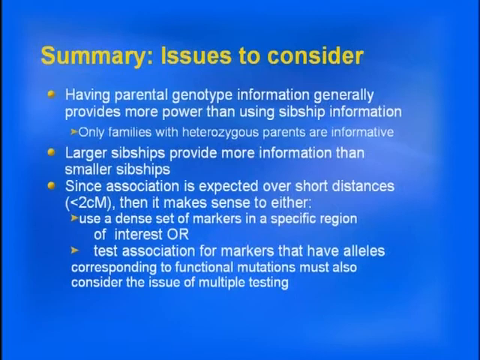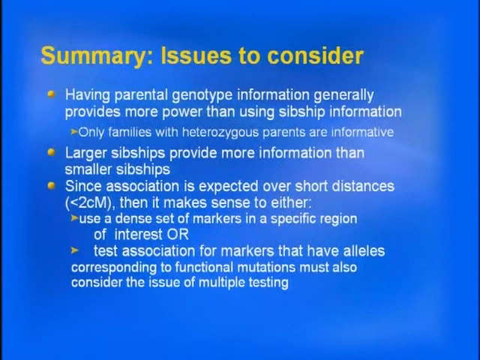So just some issues to think about if you're going to consider doing the TDT: when you have trios with both parents available, those generally are the most informative and the most powerful, but only when your markers are polymorphic. Or if you're using something that's biallelic, you need to consider the allele frequencies, because only those parents who are heterozygous actually contribute any information to the test statistic. If you're not going with parents and you're adding additional siblings, the larger sibships provide more information than smaller ones. So if you can collect more than one sibling, you're going to get more power, up to a certain level.